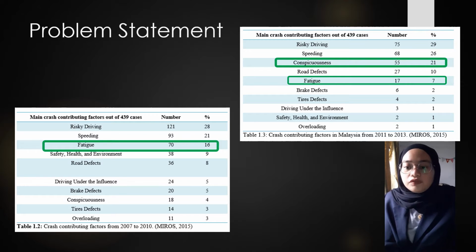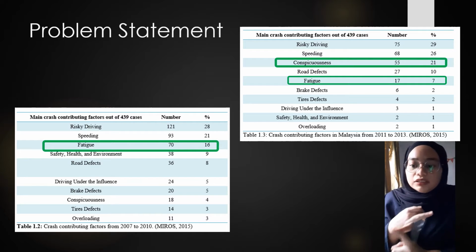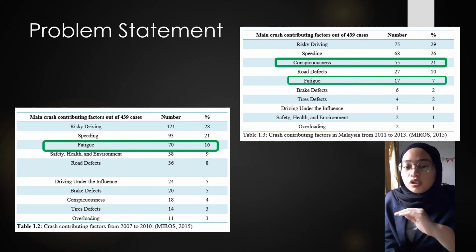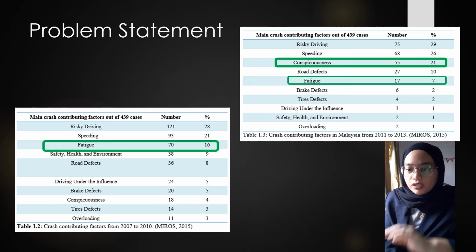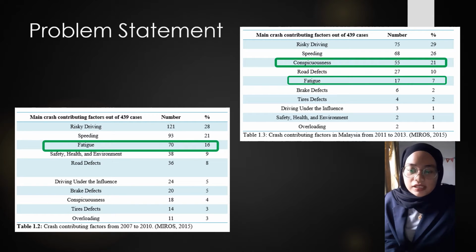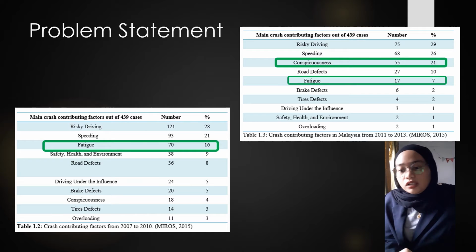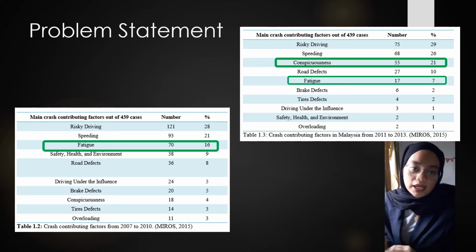Meanwhile, the factor of road defects is taken into account by including the main types of road: uphill, downhill, winding, and straight. For speeding, most of the fatigue cases are related to consistent speed. For risky driving, this factor is not included in this experiment because all the subjects are healthy and in normal condition before going through the experiment.